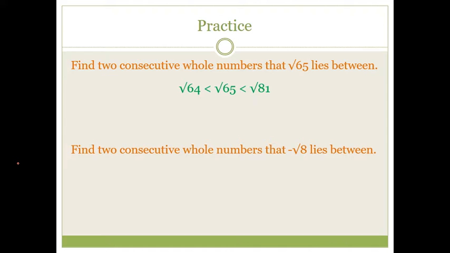8 times 8 is 64. Oh wait, that's really close to 65. And then I know 9 times 9 is 81. So I can stop there and say this number is somewhere in between 8 and 9, and a lot closer to 8 than it is to 9.